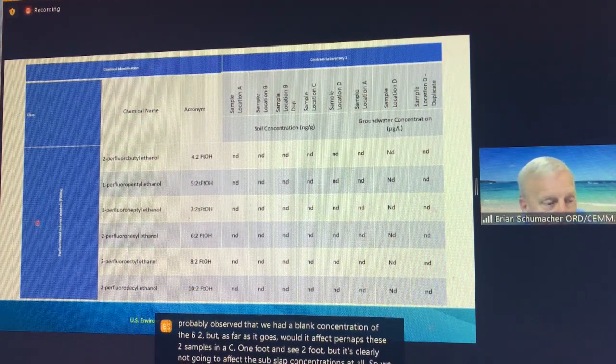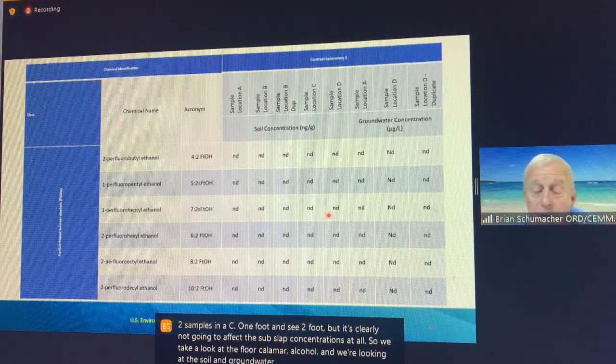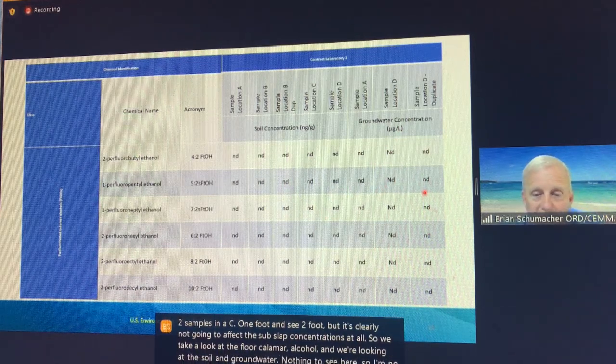So we take a look at the fluorotelomer alcohols, and we're looking at the soil and groundwater. Nothing to see here, so I'm not going to go any further. They're all non-detects.